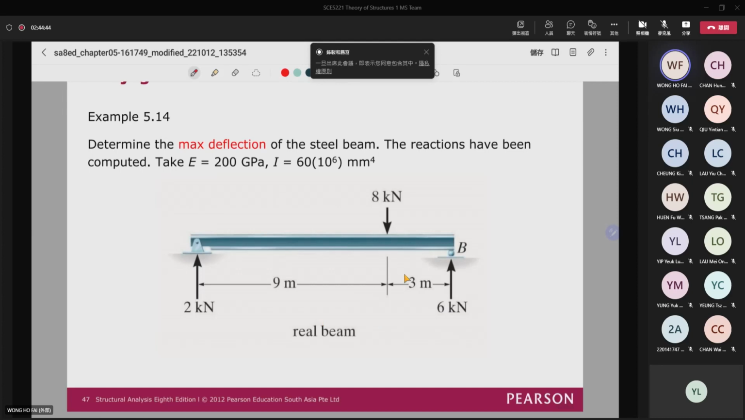So for here, we need to find the conjugate beam first. So it is a pin support here on the left-hand side, and this is a roller support on the right-hand side. Okay? So if like that, actually you have a pin and then you have a roller support.